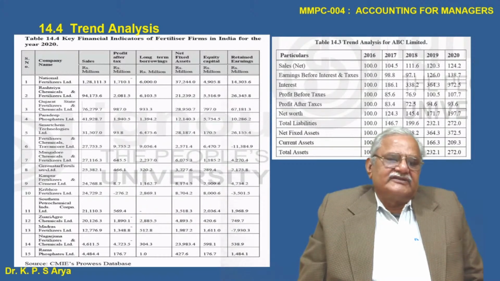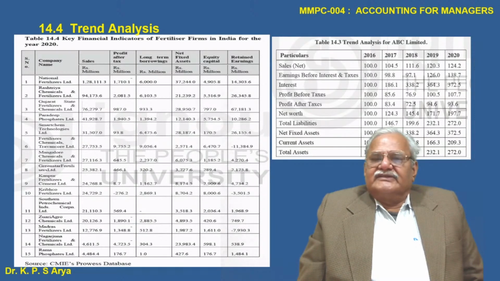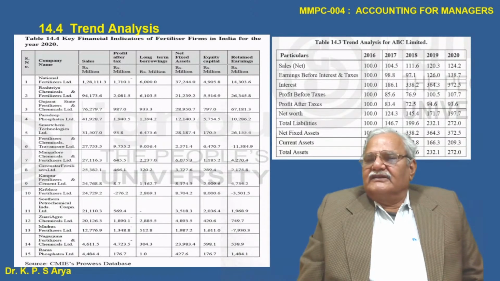So sales in millions, this is a comparison of profit after tax, then long-term borrowings, then net fixed asset, equity capital, and retained earnings. Trend analysis of ABC: sales 2016 taking as 100, then 2007 100, 05 1800 11.6, 19 120.3, 20 124.2, earning before interest and tax 98, 97, 126, and 138. Means during 19 and 20, the earning before tax is more than the benchmark.